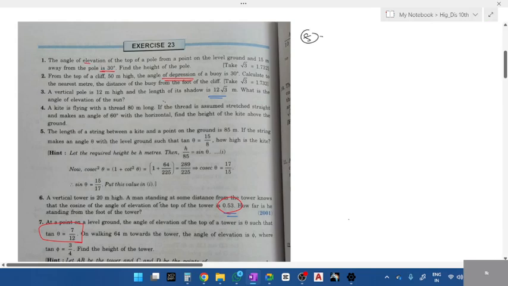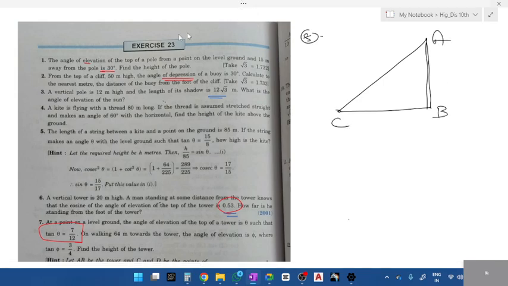Next, fifth question. Adya, can you answer the fifth one? First, let me draw a triangle here. Always draw a triangle like this, students, facing left hand side. Next, tell me, Adya. The length of a string between. Okay. How high is the kite? What you have to find? They've asked the question.